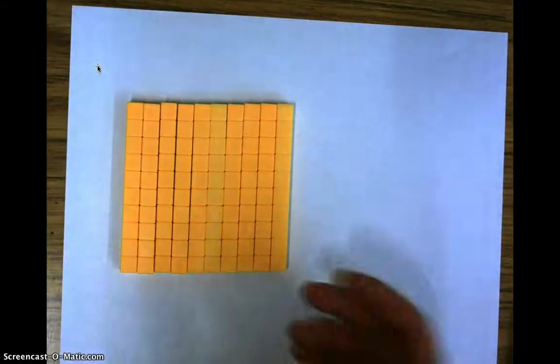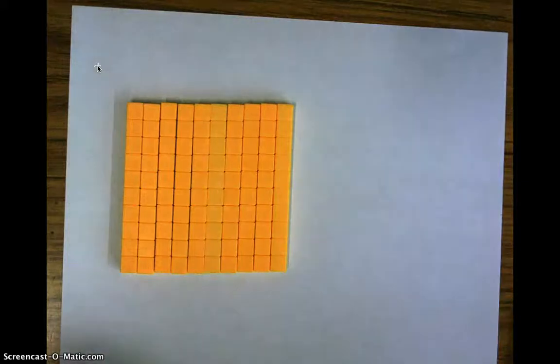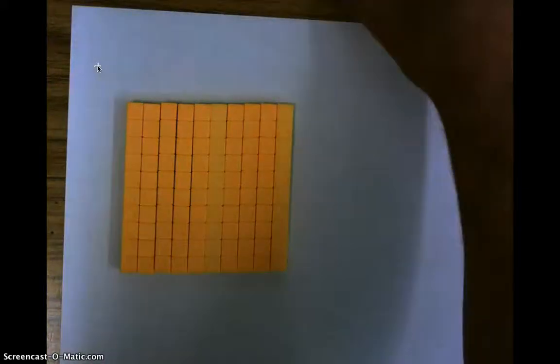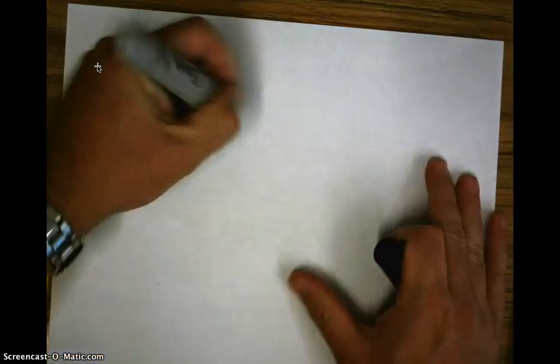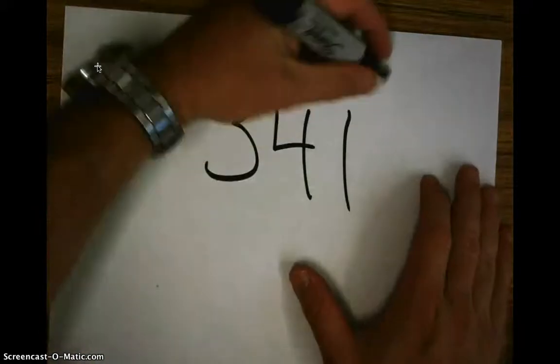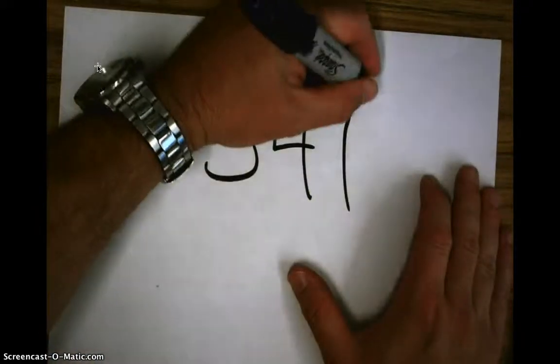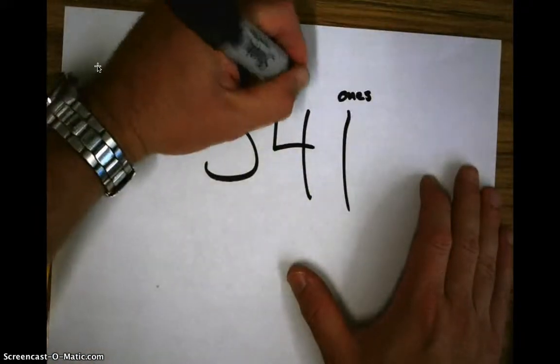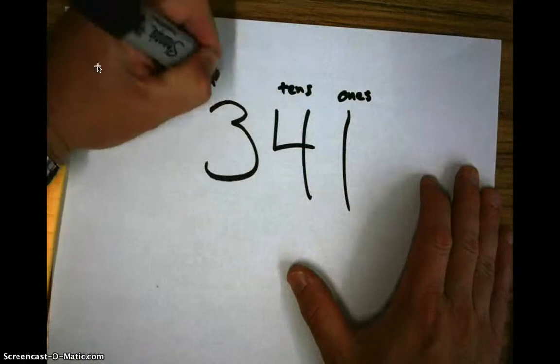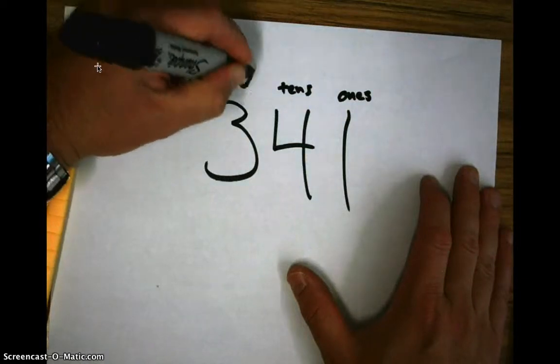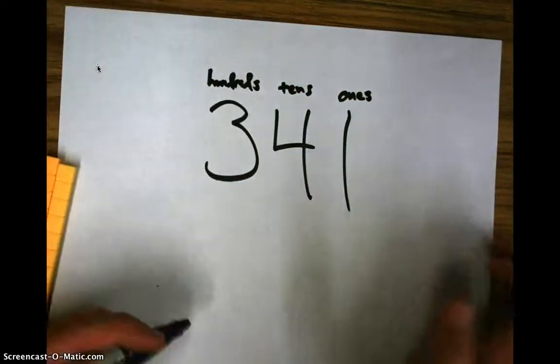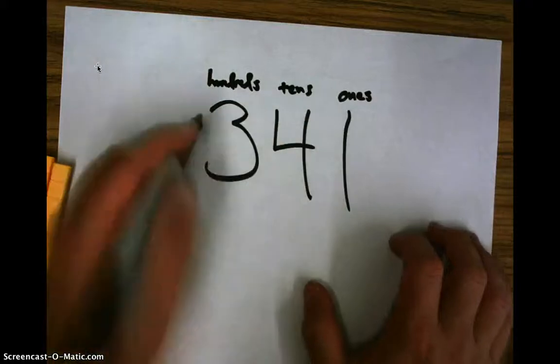Well, it's teaching us that we work with a base 10 system. What I mean by that, let's say I'm going to look at the number 341. I want to move from my ones place to my tens place and to my hundreds place. Basic place value: ones, tens, hundreds, right?